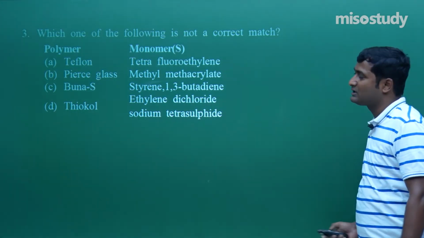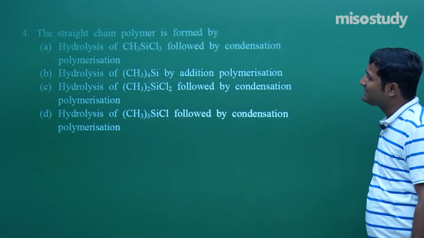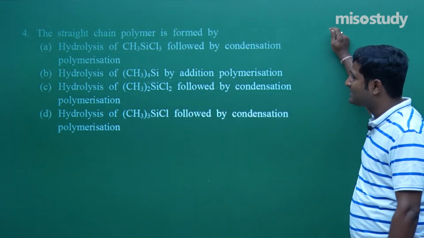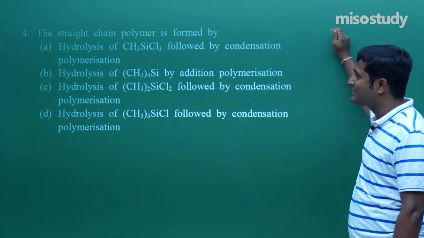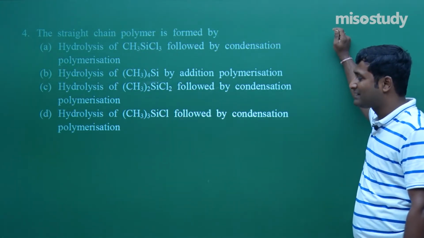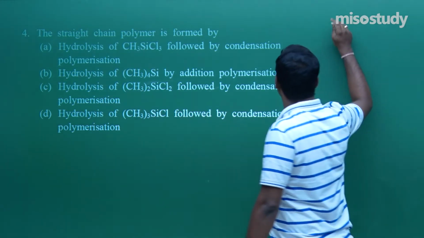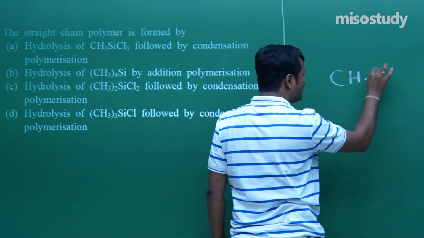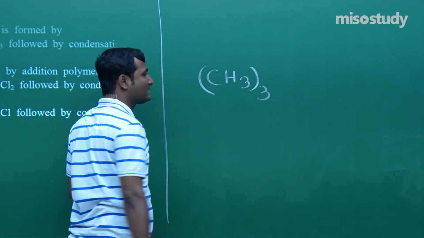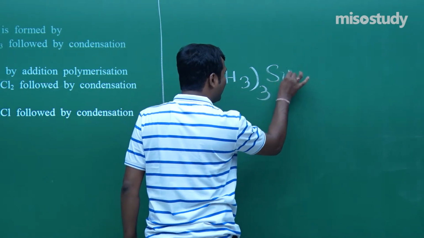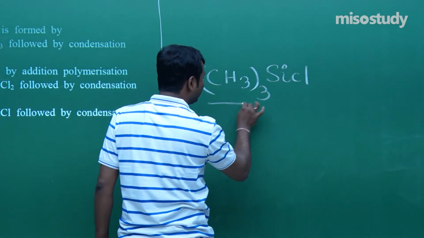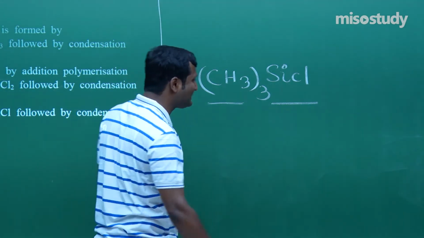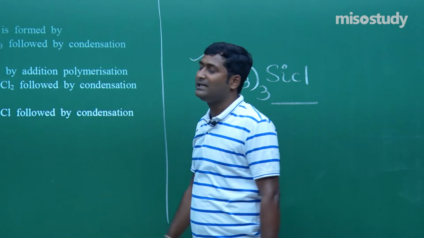Now the next one is question number 4. The straight chain polymer is formed by hydrolysis of CH3 SiCl3 followed by condensation polymerization. No, this one is not correct. Check it out. If there is a straight chain polymer formed by hydrolysis, remember this, during my lecture I will also discuss (CH3)3SiCl. This is the component. Hydrolysis of (CH3)3SiCl followed by condensation polymerization.